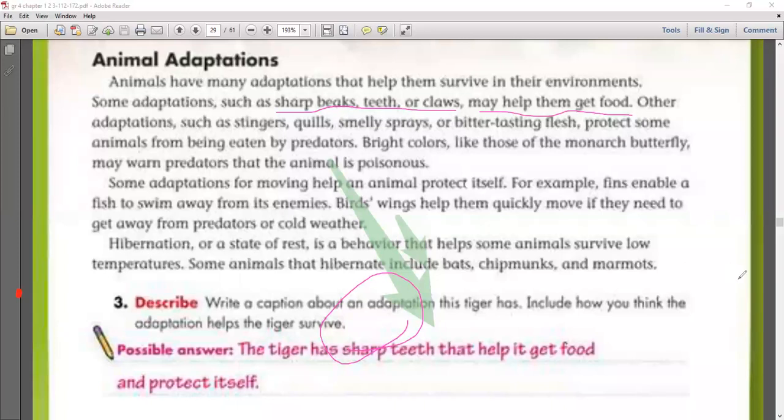Anas Muhammad. Anas. Yes, mister. Okay, can you read question number 3, Anas?